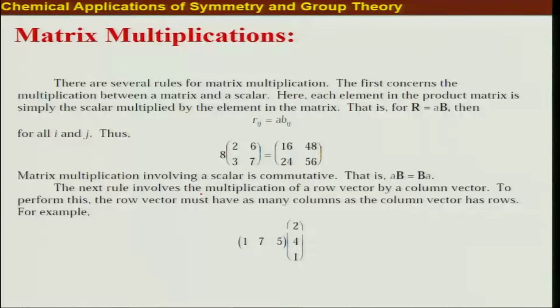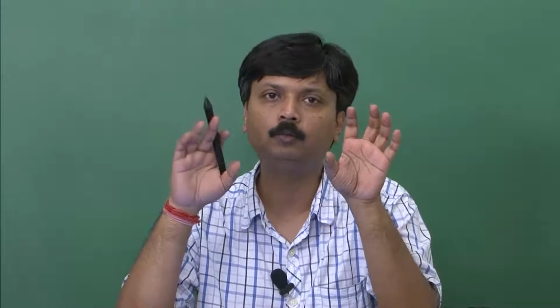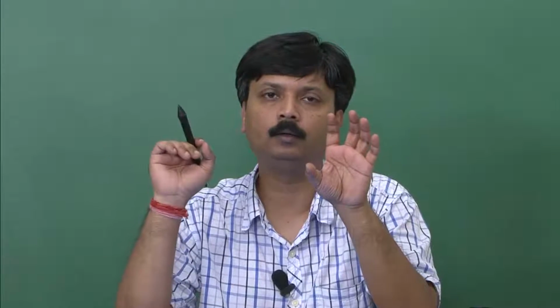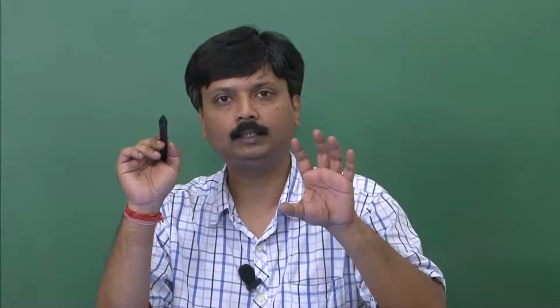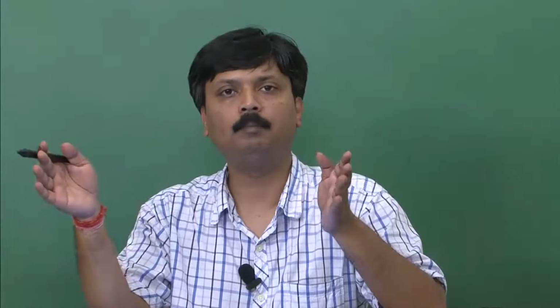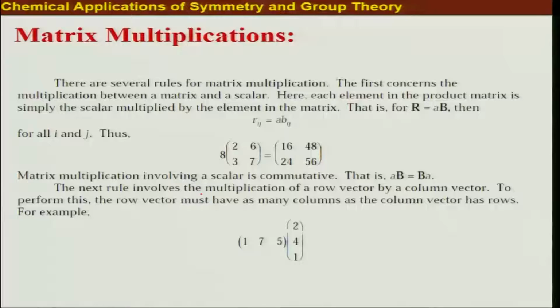So there are certain rules for matrix multiplications which are scripted here. The first one concerns the multiplication between a matrix and a scalar. If you are given any matrix of any order and a scalar, and you have to multiply the scalar to this matrix, then it's simply multiplying each element of the matrix by this scalar quantity.